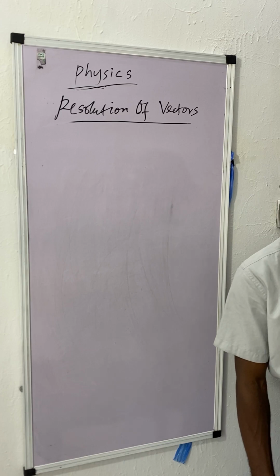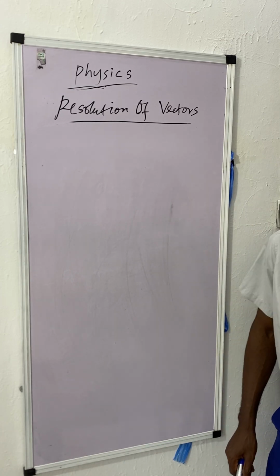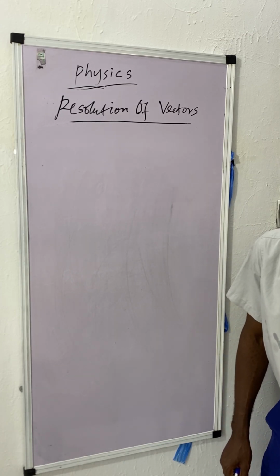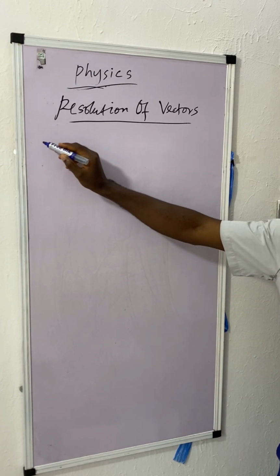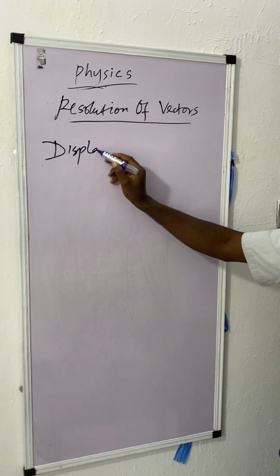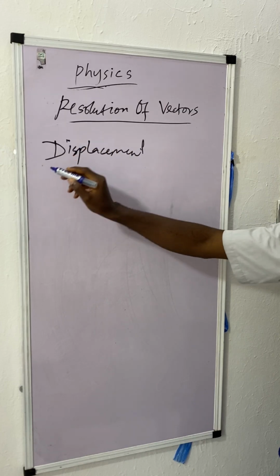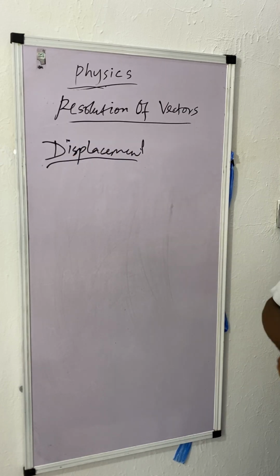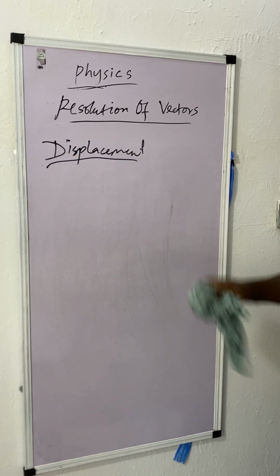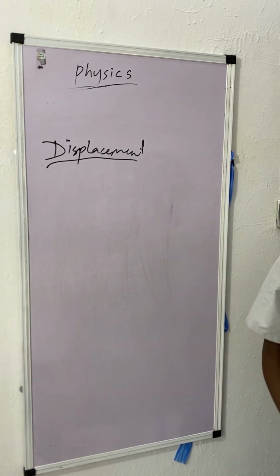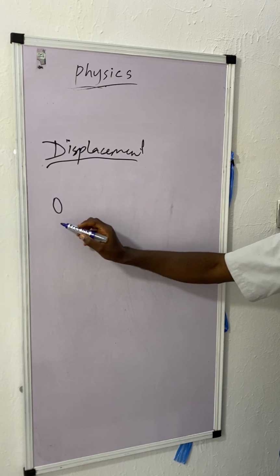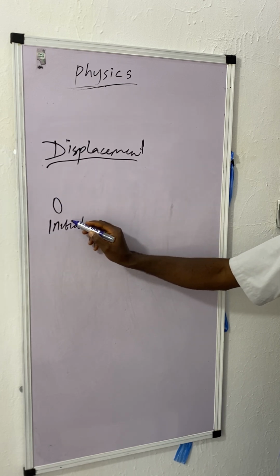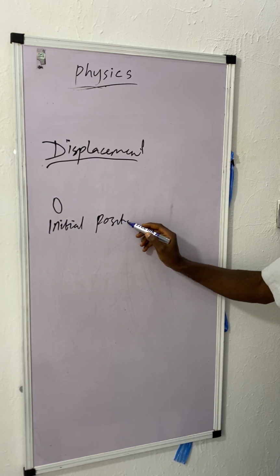So let's move over to displacement. Like I defined before, I said displacement is the distance moved in a specific direction. All right? It's a vector quantity. So let's say displacement. All right. So this is displacement. And in displacement, where the change in position started is called the initial position.